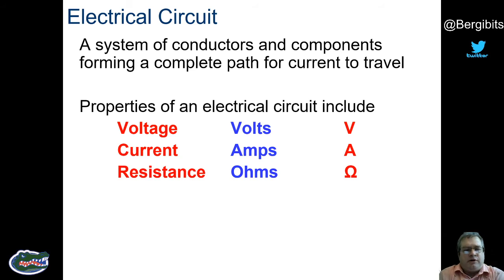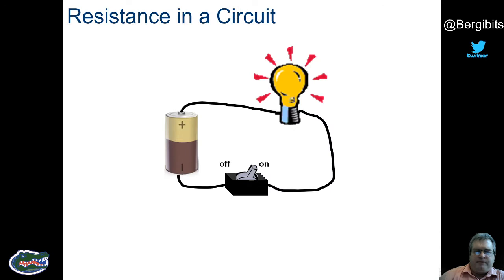All right, an electrical circuit is a system of conductors and components forming a complete path for current to travel. All right, so you've got voltage, the symbol is V. Current is amps, which is A. Resistance is ohms, which is the horseshoe symbol there.